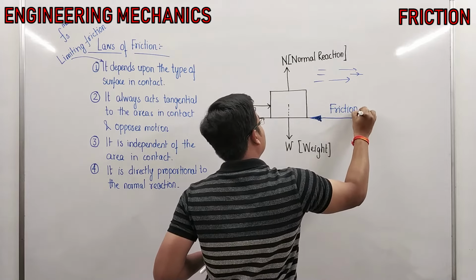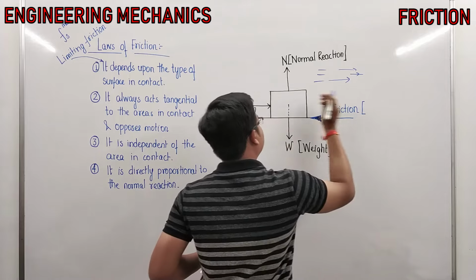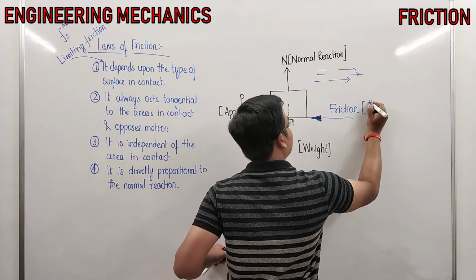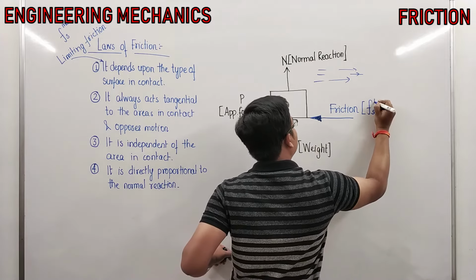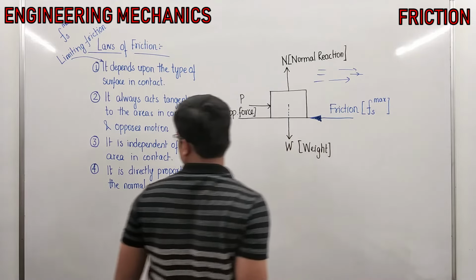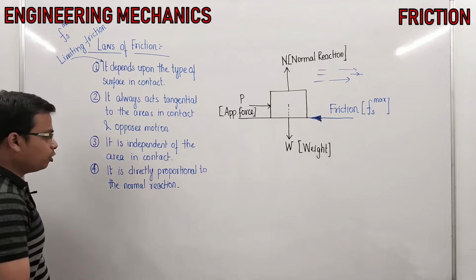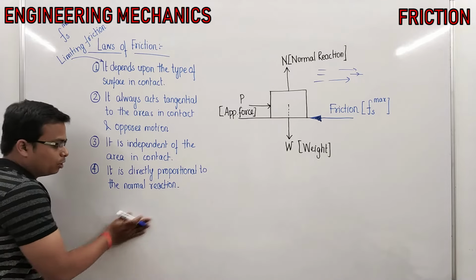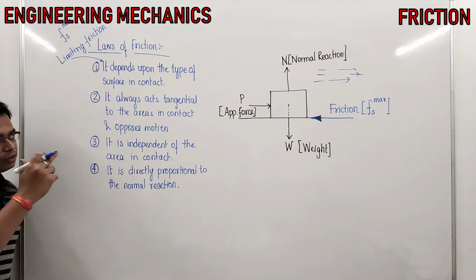What friction? The maximum value of static friction. Let's say that the object is not moving. What is this? This is nothing but Fs max. So basically what we are talking about is the coefficient of friction. How does the coefficient of friction come into the picture?